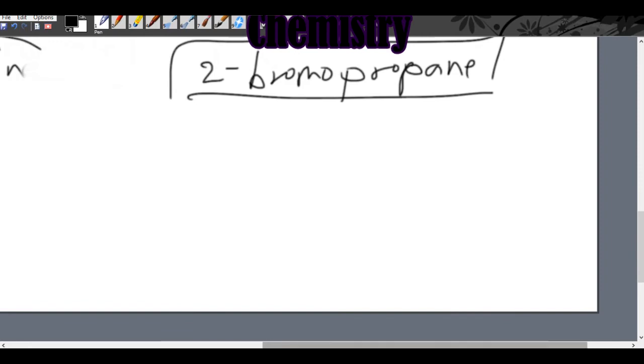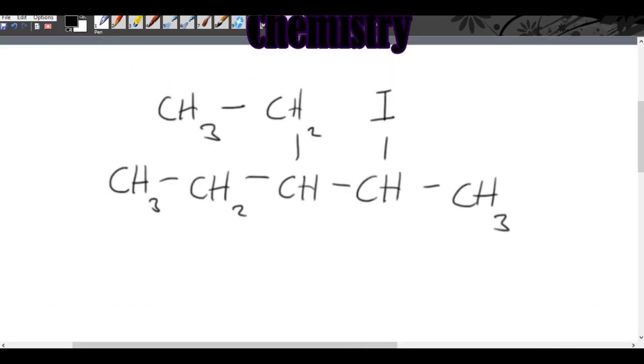Let's put our example here. Alright, so for this example, we are going to name this particular chemical compound. First off, we have to find the longest chain of carbon-carbon bonds. In this case here, we have this one right here.